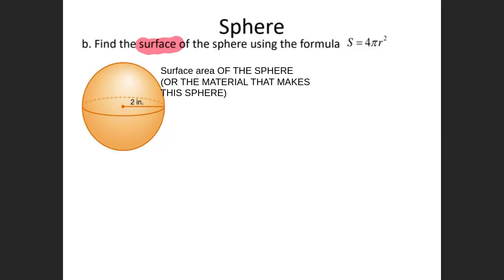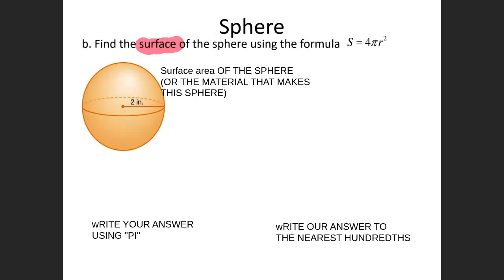Well, the formula is really easy here. Okay, we are going to write our answer in 2 ways. Okay, we are going to write your answer using pi, and then we're going to write our answer to the nearest hundredths. Okay, that means I want a decimal. Well, here we go.